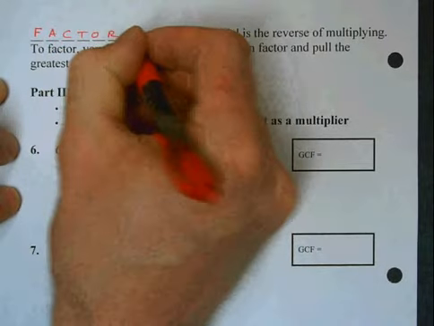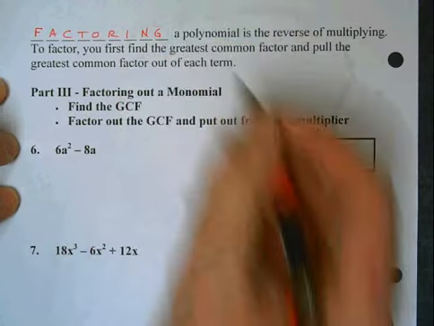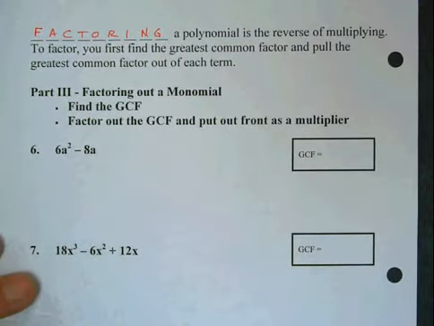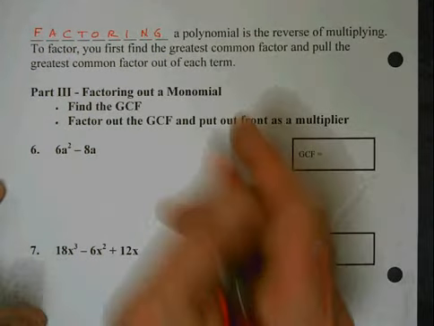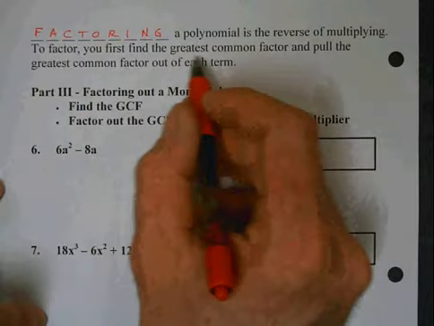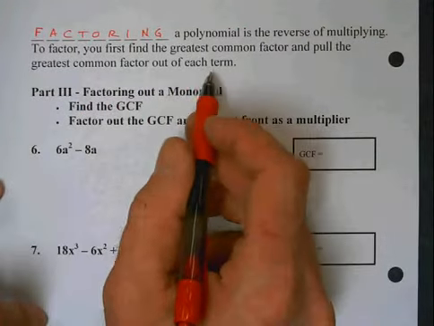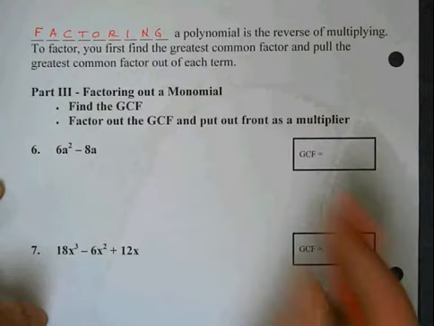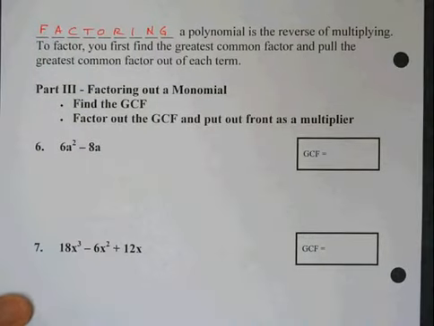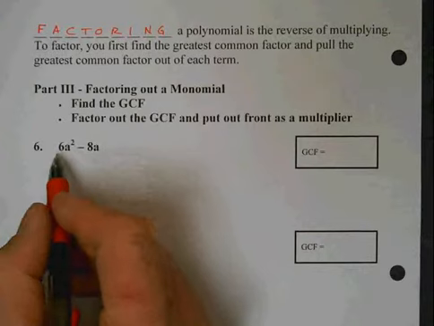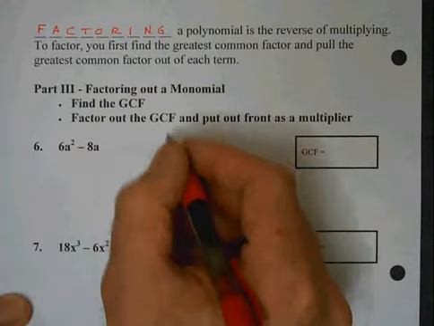And we're going to be doing a lot of factoring in this chapter as we try to break down polynomials into simpler forms. So to factor, we first find the greatest common factor, and we pull that greatest common factor out of the term. So let me demonstrate what we do here. More practice on finding the GCF, between 6a squared and negative 8a.